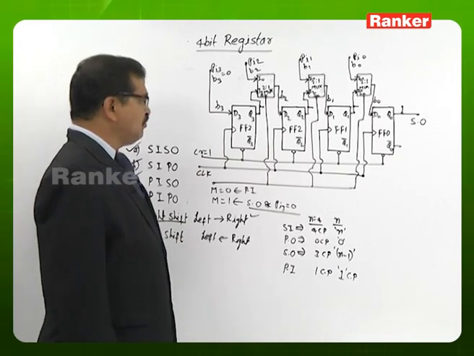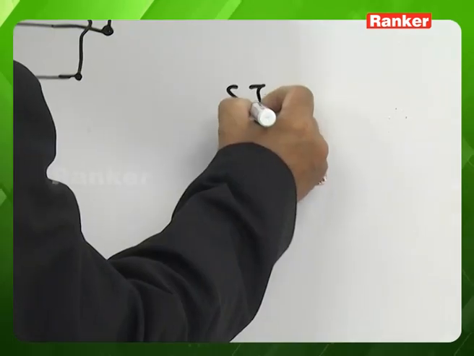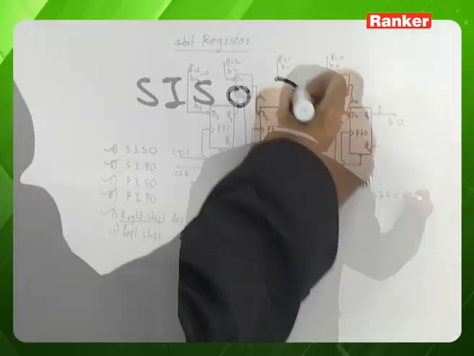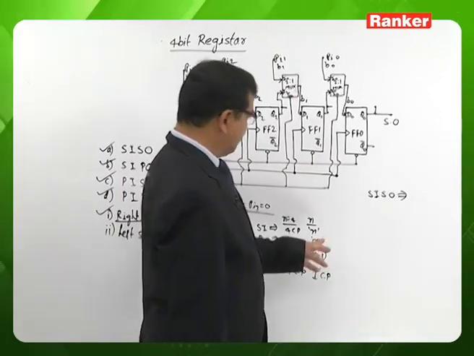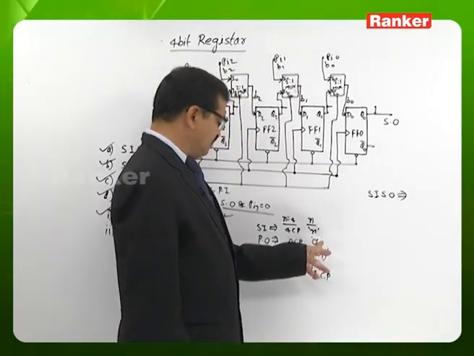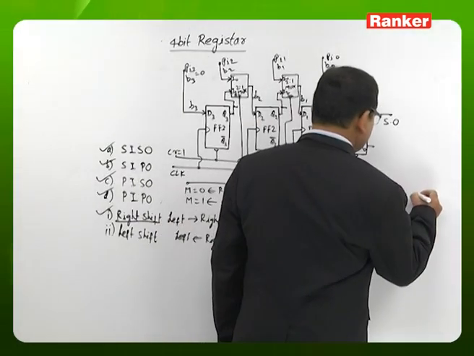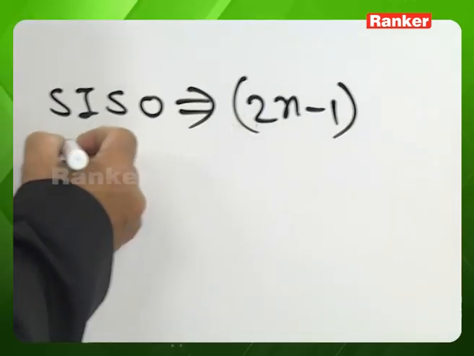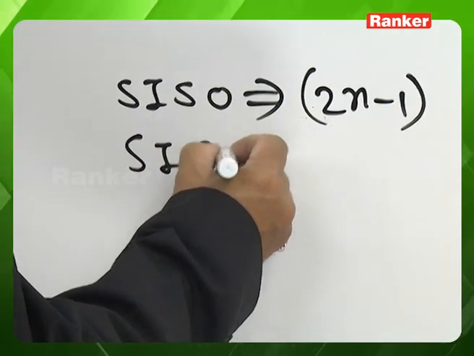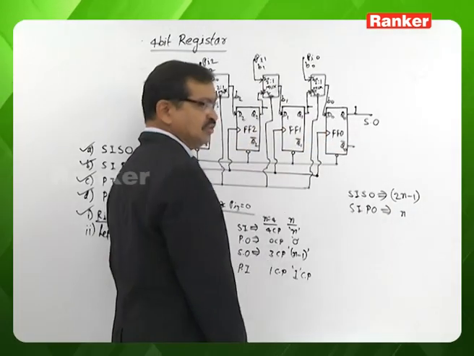And from all this discussion we are able to recognize, for serial input, serial output operation, the total number of clock pulses: if we are talking about an n-bit case, for serial input n, for serial output n minus 1. So for serial input, serial output, 2n minus 1 clock pulses are required. And for serial input, parallel output operation, we are in need of only n clock pulses.